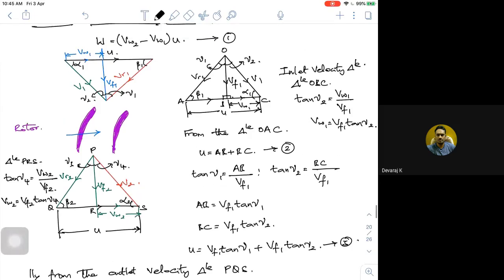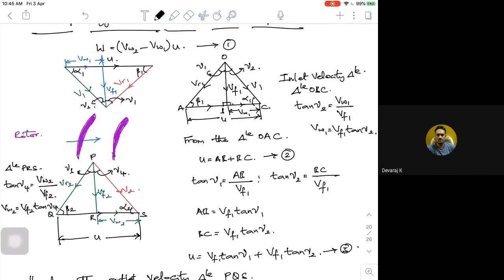Now, what is the expression for your work done? It is VW2 minus VW1 into U. I am trying to get an expression in terms of air angles. If I know the corresponding flow velocities VF1 or VF2, I am trying to write the corresponding whirl velocities or tangential velocities in terms of your flow velocities and your air angles. Sometimes they may ask this instead of the work done expression. This is just a mathematical derivation.